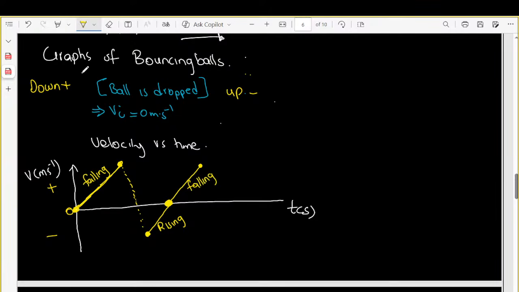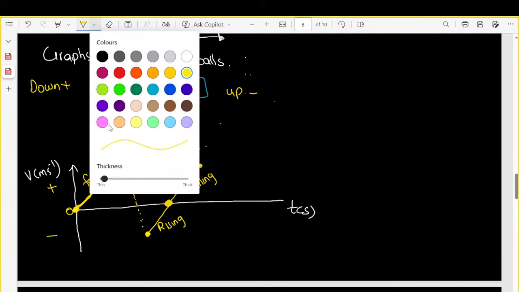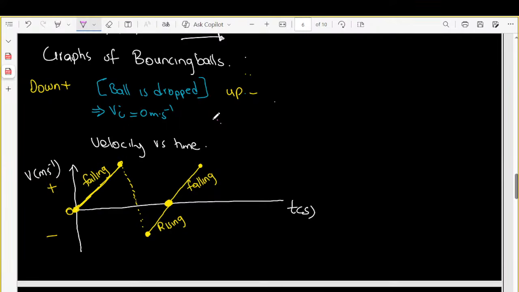So let me explain this again now. Don't worry if you don't get it. We're going to do this in our next lesson tomorrow. That's when we're going to start. So we are saying that it starts with an initial velocity of 0. The more it goes down, the more the velocity increases. Then it's going to bounce here and it starts going up.